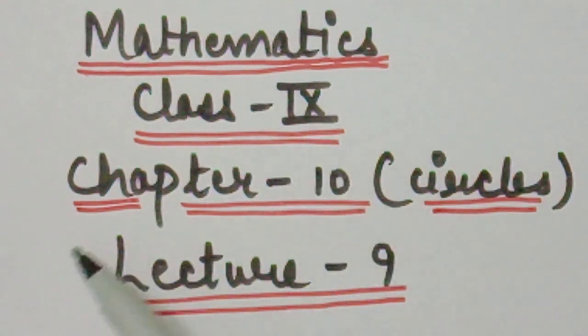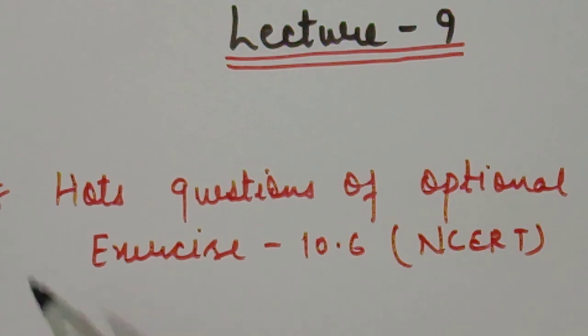This is class 9th, chapter 10 Circles. This is our lecture number 9. In today's lecture we will discuss all HOTS questions of optional exercise 10.6 from NCERT. Okay, so start your exercise 10.6 with question number 1.